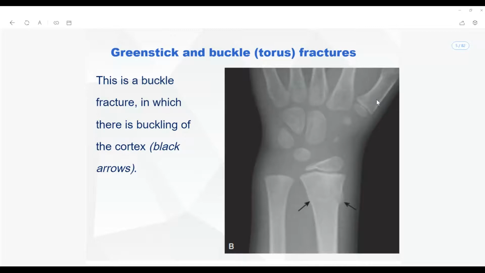And since this was a child, you can see that there has been expansion of this cortex, which is called a buckle fracture because it is buckling out. The buckling of the cortex is called the buckle fracture. The other name for it is a torus fracture. So can you understand this classification here? The difference between a greenstick fracture and a buckle fracture? Is this part clear? Yes.